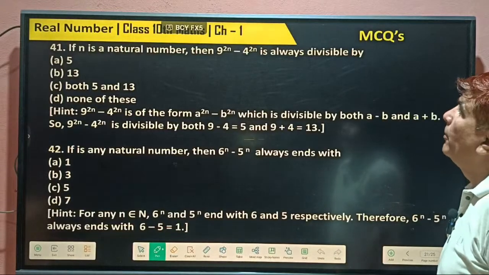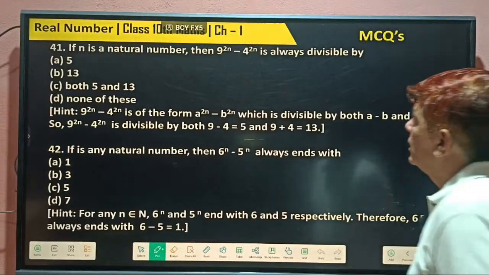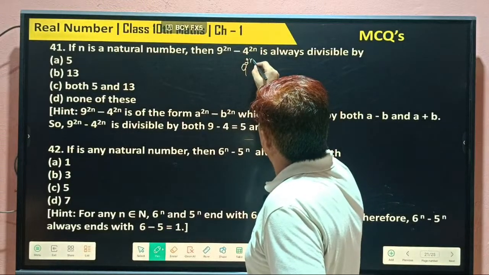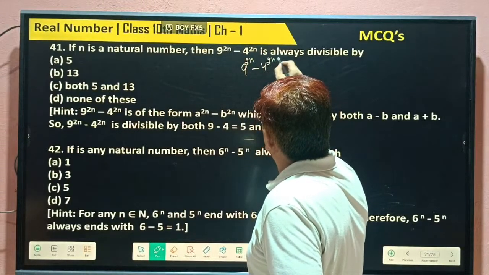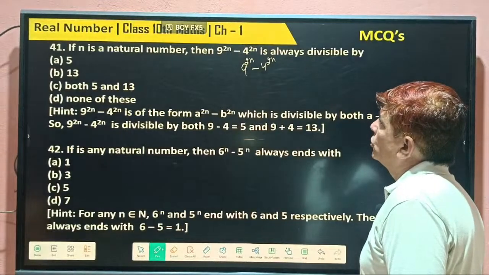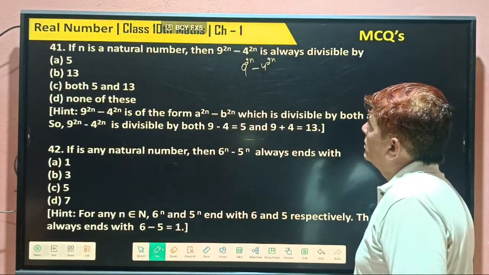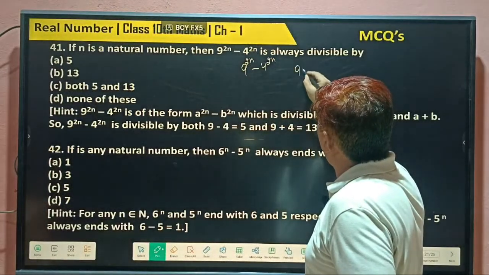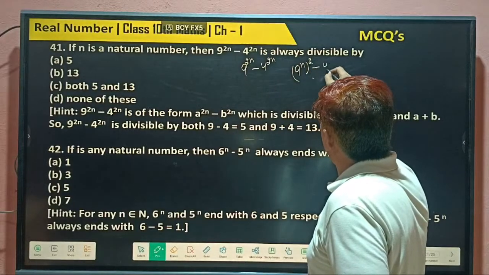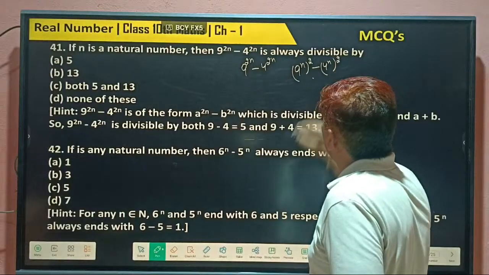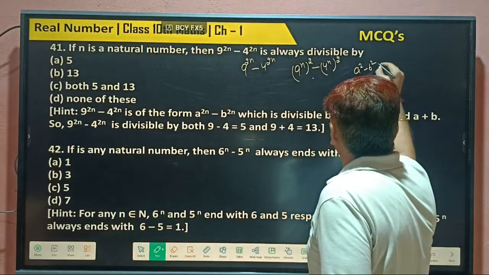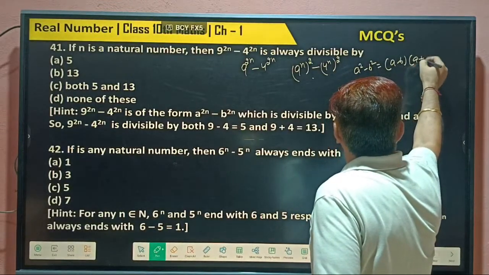This is an important one, you can easily understand. It's given 9 power 2n minus 4 power 2n is always divisible by. So how can we write this? We can write 9 power n, its whole power 2, minus 4 power n, its whole power 2. Understood? This becomes a square minus b square. What are its factors? a minus b and a plus b.